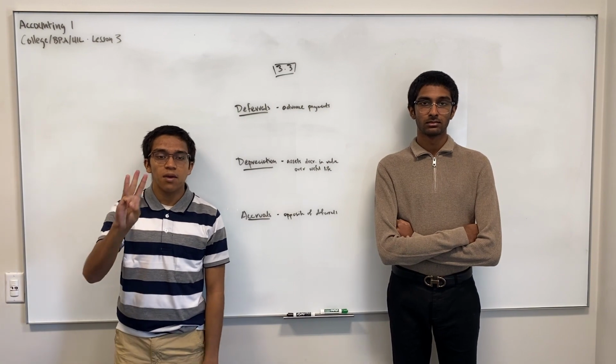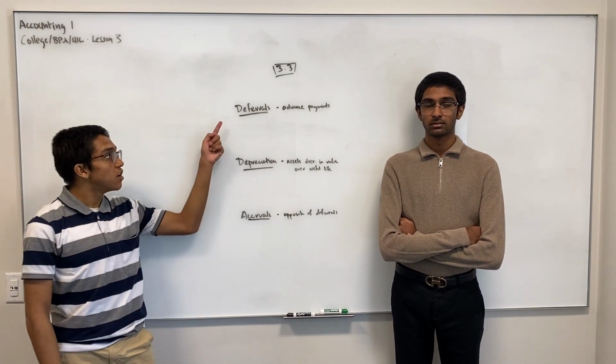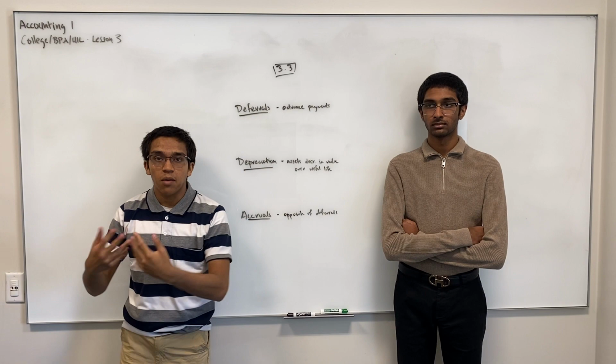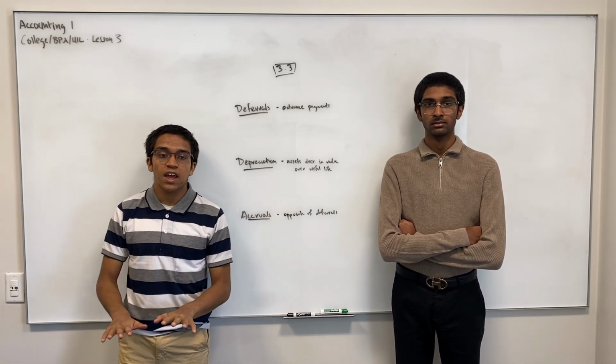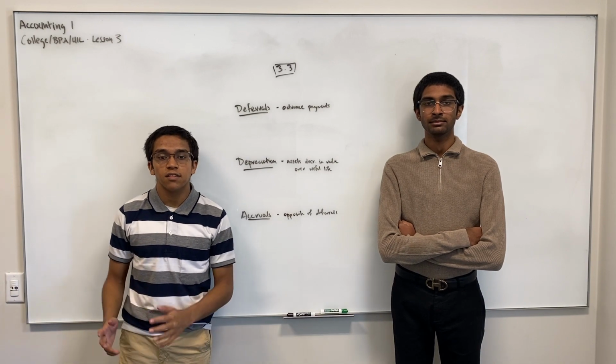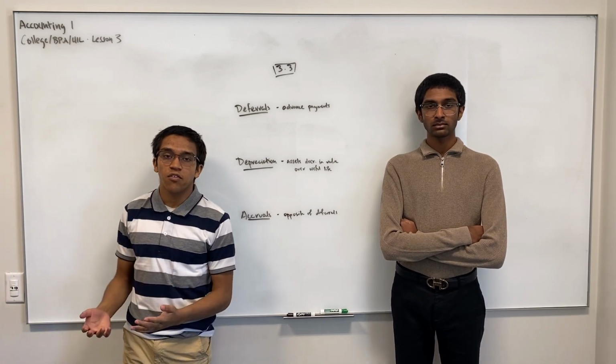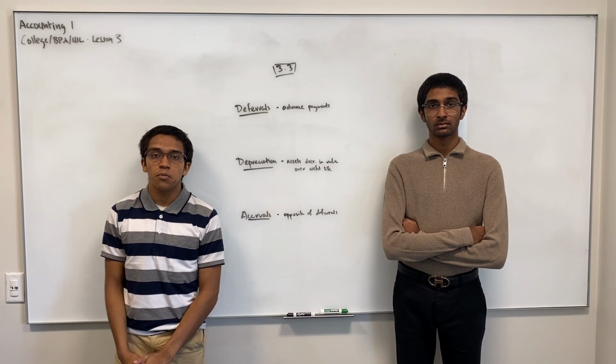There are three main categories of adjusting entries. Deferrals, which show advance payments of an item of cash received. Depreciation, which decreases the value of an asset over its useful life, like a car or a plant. And accruals, which are the opposite of deferrals. Let's explain each type in more detail.